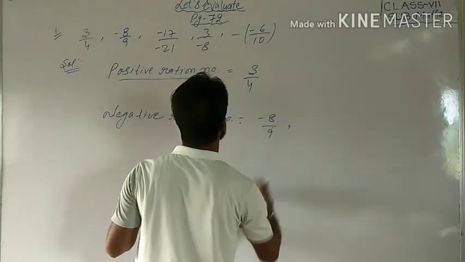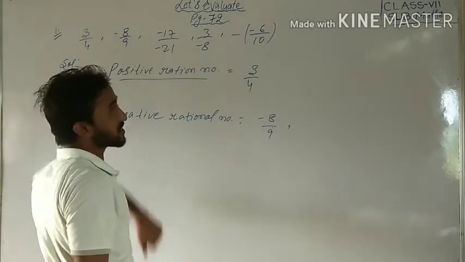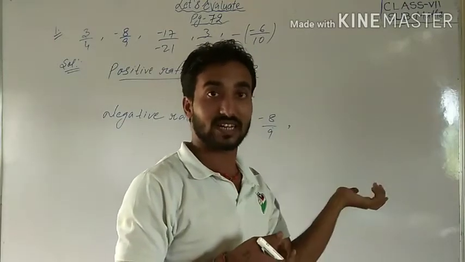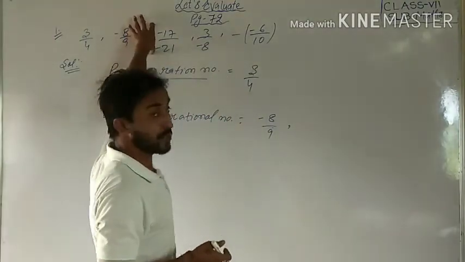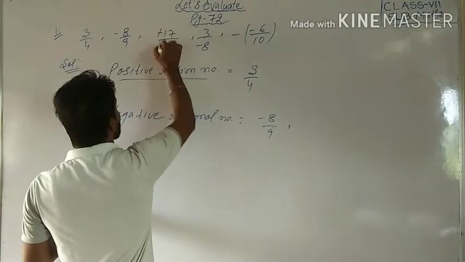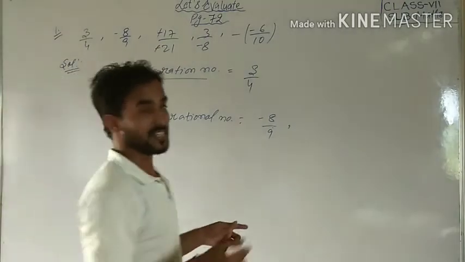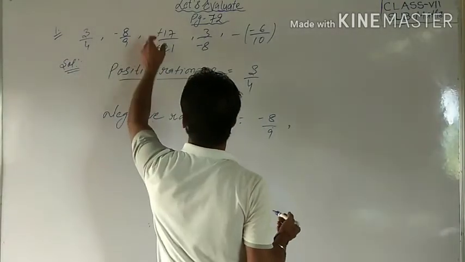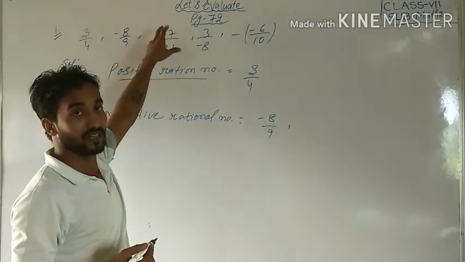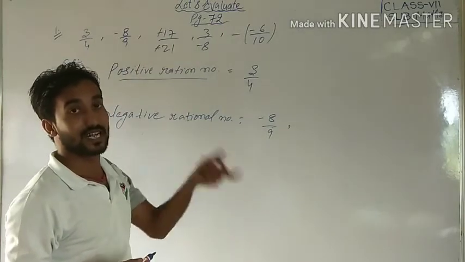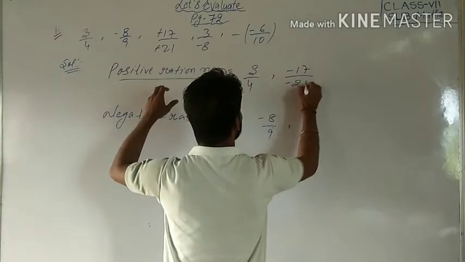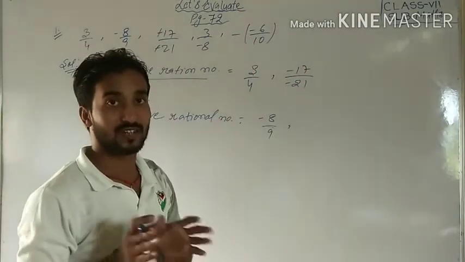Students, see the next question: minus 17 by minus 21. I told you without a sign is positive, but here signs are given on both the numerator and the denominator. Both are in division form, so the minus signs cancel. Then we get 17 by 21. That's why minus 17 by minus 21 is considered a positive rational number.